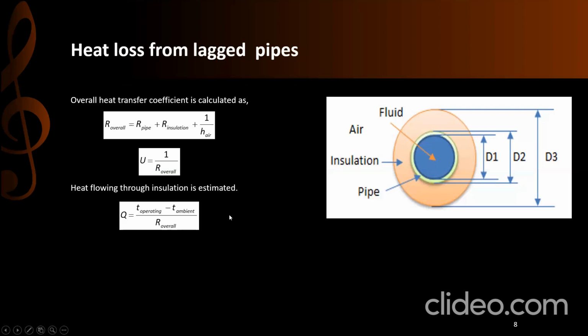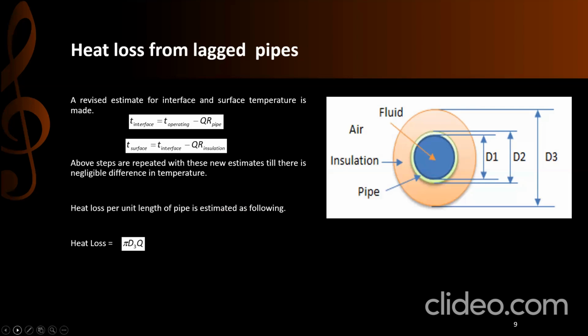Operating sa loob and the ambient. Then, a revised estimate for interface and surface temperature is made. So, interface, ito yung mga contact dyan. So, T interface equal to T operating minus Q R of pipe. T surface equal to T interface minus Q R insulation.